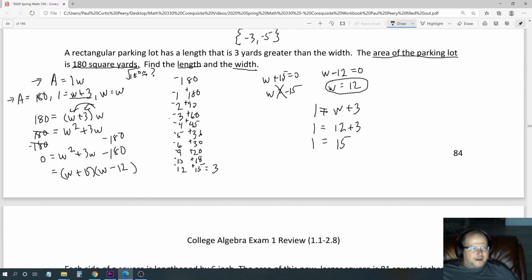And then we can verify it. If we wanted to, we could go back and plug it in. A lot of word problems you can verify. So you would say the area is equal to 12 for the width multiplied by 15, which gives you 180. So it looks like it checks out.